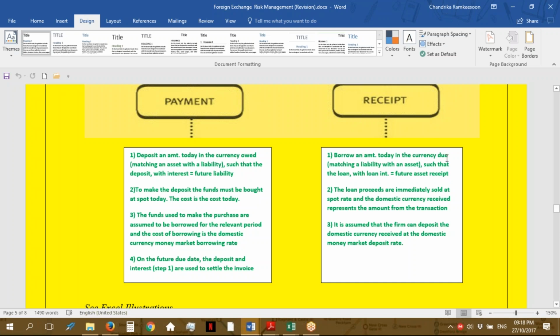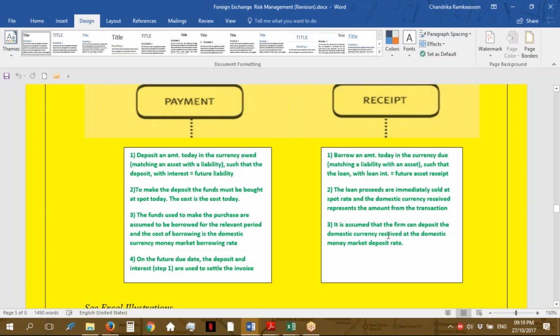It's like that. Borrow an amount today in the currency due, matching a liability such that the loan with loan interest is equal to the future asset receipt. The loan proceeds are immediately sold at the spot rate, and the domestic currency received represents the amount from the transaction. Domestic would be, in my case, in the example using the UK firm, sterling.